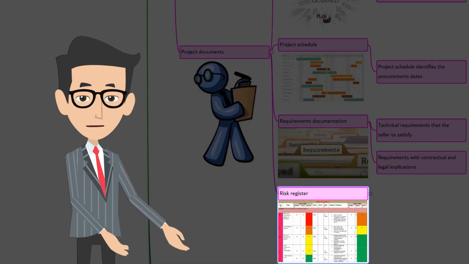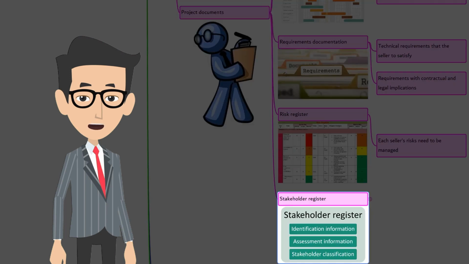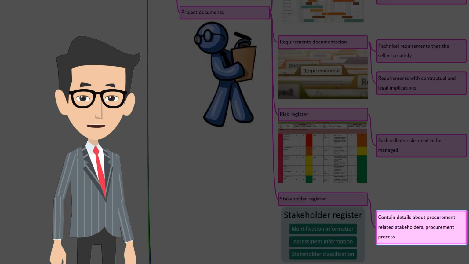The next one is risk register. Each approved seller comes with their own unique set of risks depending on the seller's organization. It varies depending on the duration of the contract, the external environment, the project delivery method, the type of contract vehicle chosen, and the final agreed upon price. The last one is stakeholder register. This document contains all the details about identified stakeholders related to procurement and procurement process.